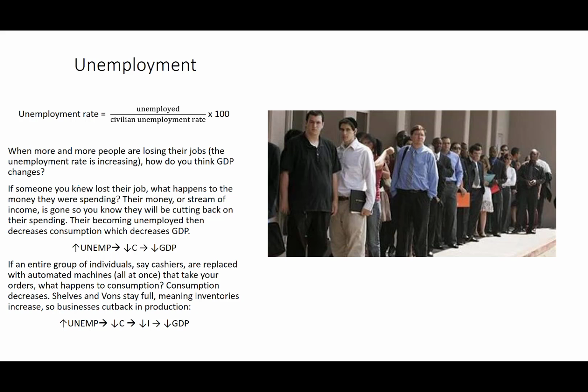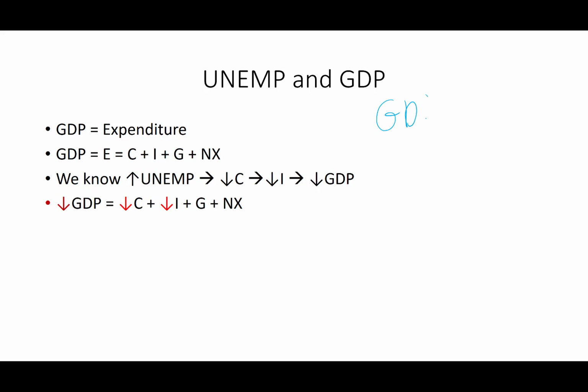If an entire group of individuals, say cashiers, are replaced with automated machines that take your orders, what happens to consumption? Consumption decreases. Shelves at Vons stay full, meaning inventories increase. So businesses cut back in production, which looks like an increase in unemployment leads to a decrease in consumption, leads to a decrease in investment, which ultimately leads to a decrease in GDP. Remember that GDP is equal to expenditure.